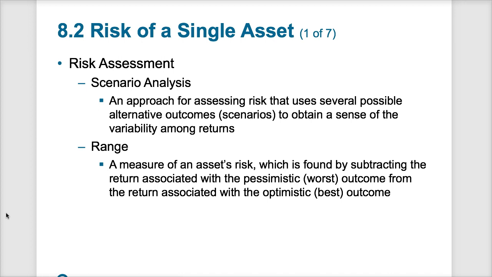All right, so let's talk about risk assessment. There could be a scenario analysis where we look at several possibilities. In this analysis, we may look at a best case scenario, a worst case scenario, and a most likely case scenario. So we just plot out different things that could happen and see how that affects our return. A measure of an asset's risk using a range, we find by subtracting the risk associated with the worst outcome from the risk associated with the most optimistic or best outcome. And this will give us our range of returns based on our scenario.